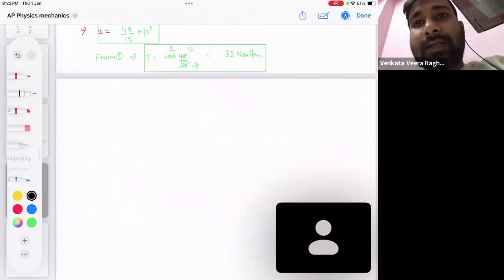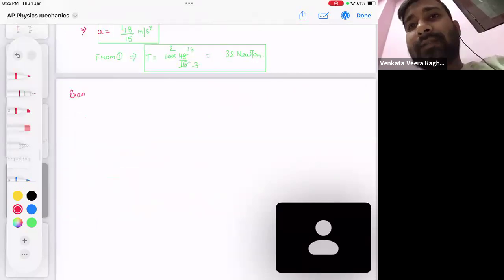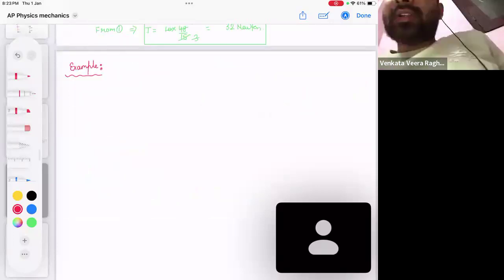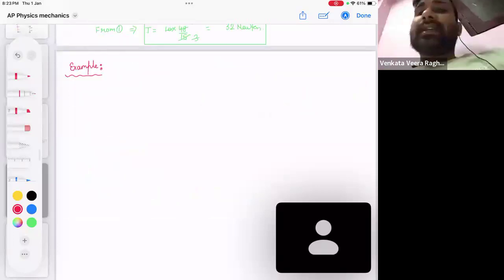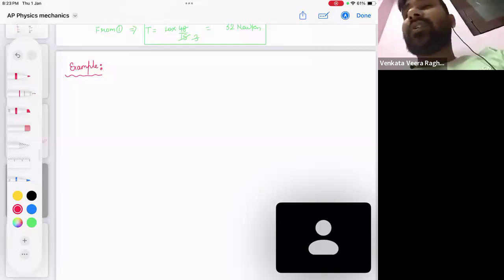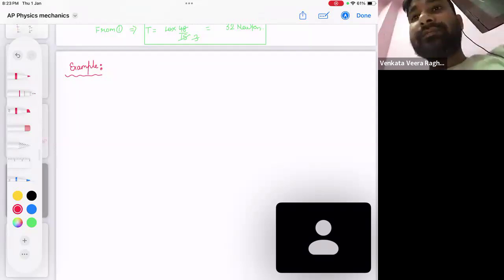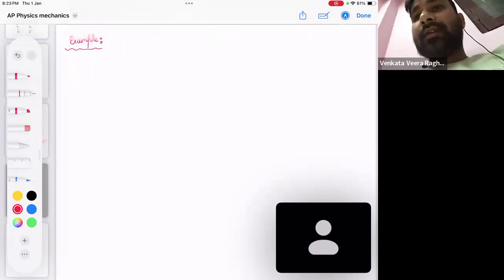Okay. Let's discuss the next example now based on the acceleration. Let's discuss a few examples on the acceleration, and then we will go for another type of force we need to learn, called the friction force. In the friction force we'll discuss static and kinetic friction, but today we will finish all types of questions of accelerated motion. Okay, clear?